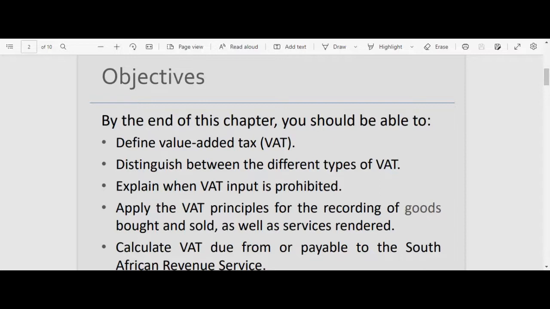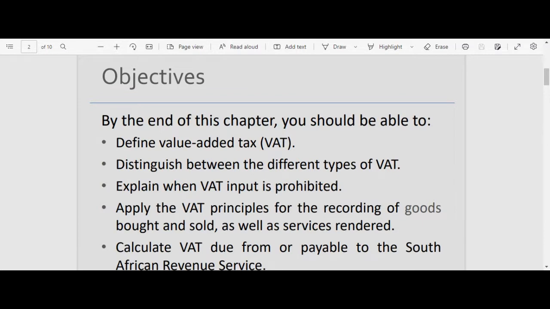Distinguish between the different types of value-added tax. We'll talk about that. This morning I realized I should have added another slide that indicates the different types of VAT, but we'll talk about that when we get to it. Also, you should be able to explain when value-added tax input is prohibited. Now, input, we're going to talk about the meaning of that soon.